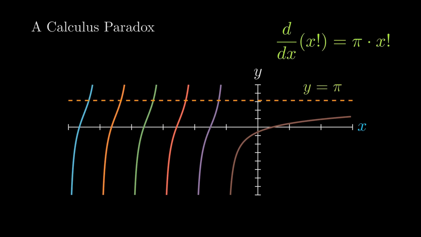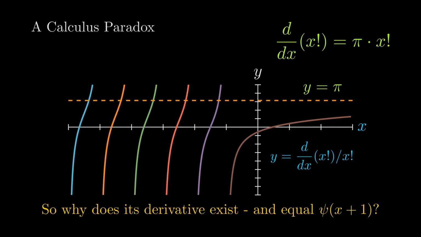Once we do that, we can divide its derivative by the function itself and graph the result. And something surprising happens. The curve hits y equals pi, which means the equation is actually true for some value of x. So now the real question is, where?